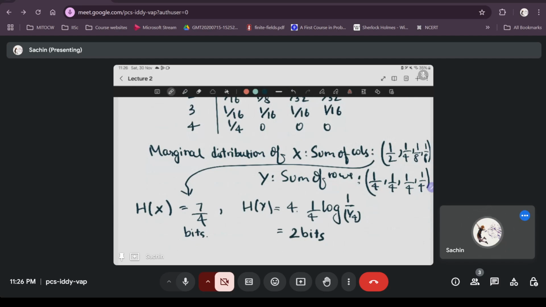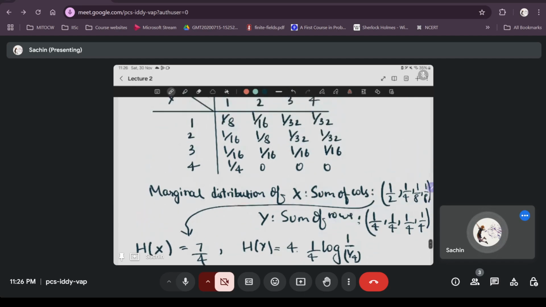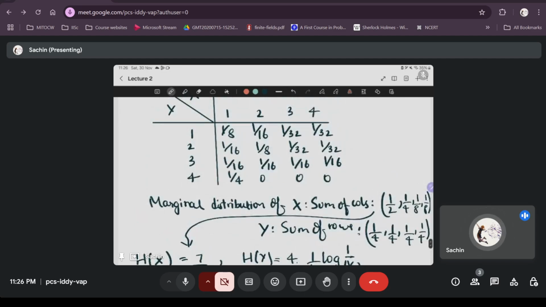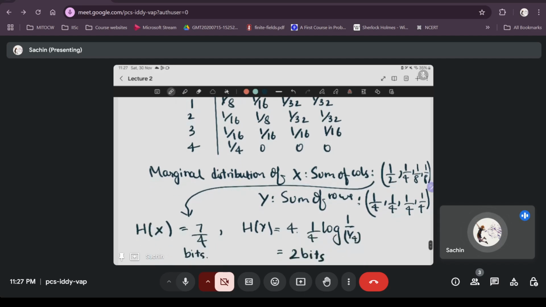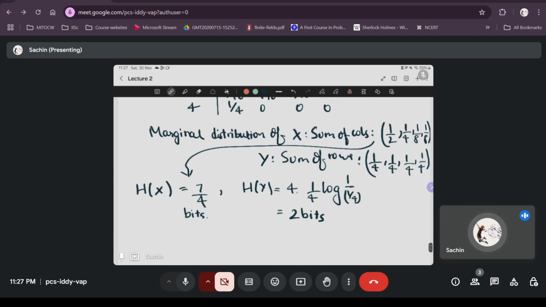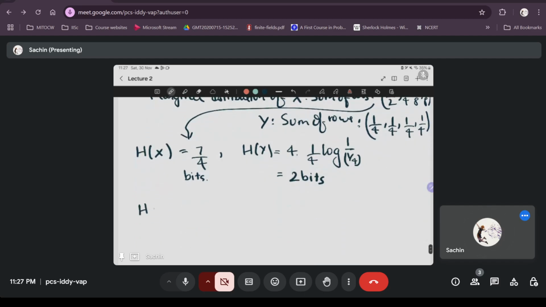Then, if you want to find the joint entropy, you could do the sum of p of x comma y log 1 over p of x comma y, but that will take more time. Instead of doing that, what you could do is first find the conditional entropy h of x given y, which is nothing but the sum over i equal to 1 to 4 of probability of y equal to i times h of x given y equal to i.